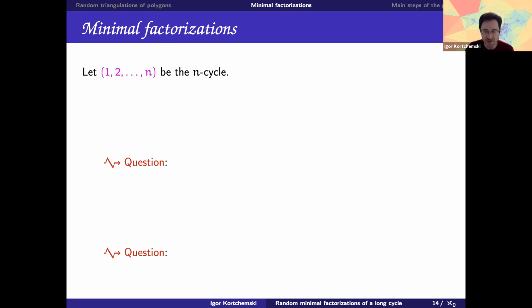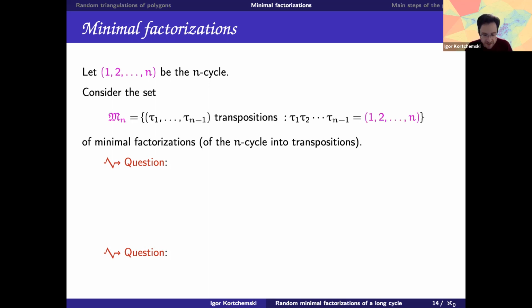We will consider a long cycle in the symmetric group with n elements, 1, 2, 3 up to n. So it's a permutation sending 1 to 2, 2 to 3, and so on. And we factorize this long cycle using as few transpositions as possible. It's not very difficult to see that you need at least n-1 transpositions. So we consider all factorizations into exactly n-1 transpositions. This is called a minimal factorization of the cycle into transpositions. So first question, how many are there?